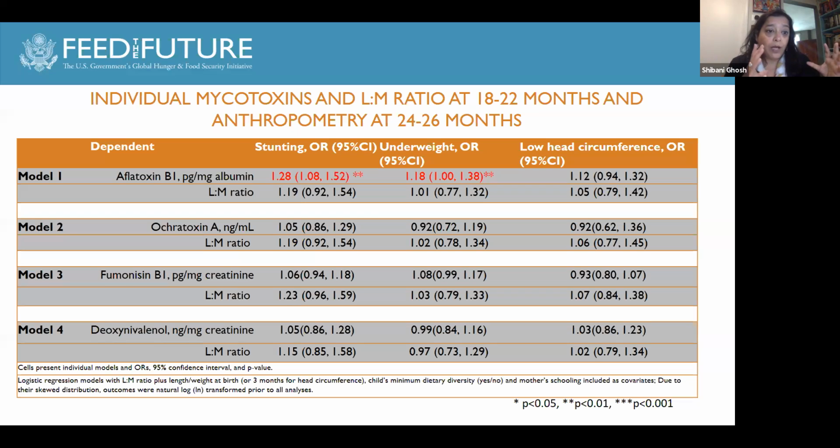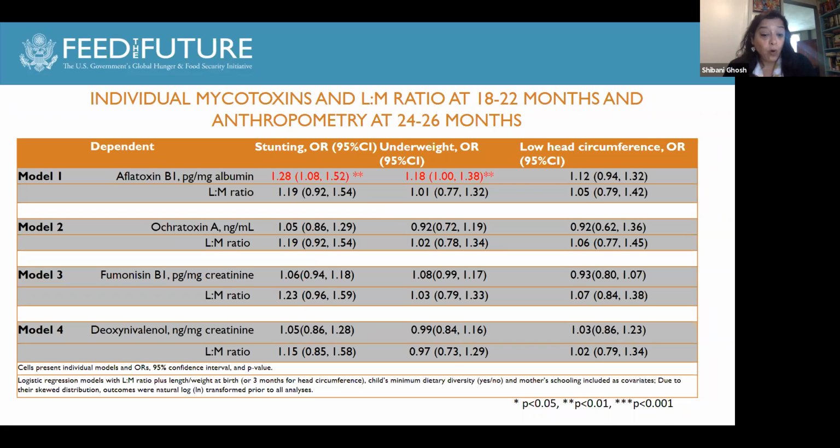Given that there were these relationships, we wanted to assess the individual mycotoxins relative to the LM ratio and anthropometry. So what I'm presenting here are 4 different models in which we looked at each mycotoxin relative to the LM ratio, with the dependent variable being either stunting, so that's the first column, underweight, which is the second column, and low head circumference for age Z-score, which is the third column. And what I'm presenting is all the odds ratios that were computed using logistic regression models.